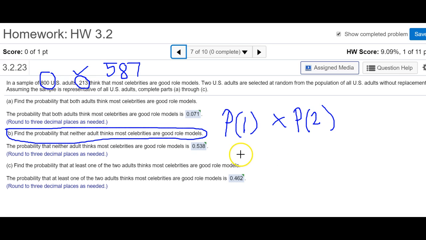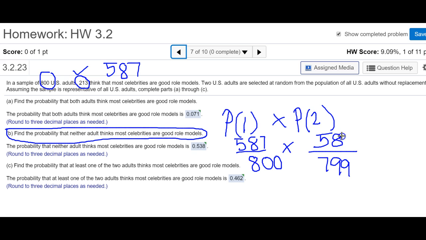So let's go ahead and do this. I have a total of 800 adults. 587 think they are not good. Once I pick the first person, I am left with 799, right? I pick one person out from people who think that they're not good, so I have 586. When you multiply these two, you end up with 0.538.